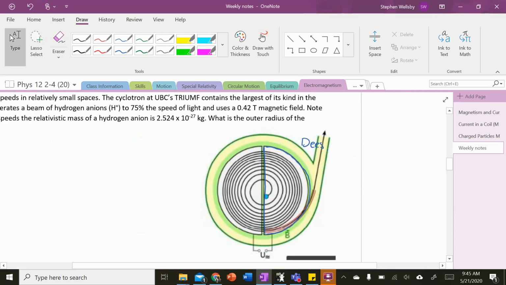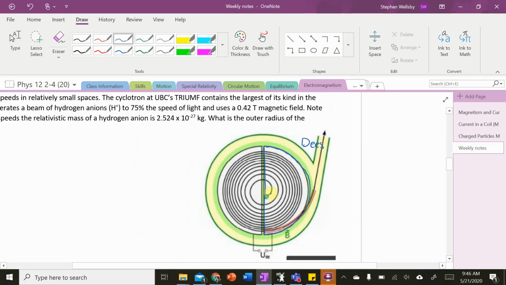So in this case here, they are firing positive hydrogen anions, which is essentially a fancy word for a proton. So they're firing these protons, and they travel in a circular path. First of all, you can pause for a second and think about this: what direction is the magnetic field facing in these Ds?